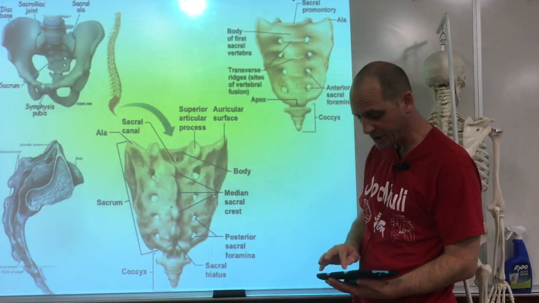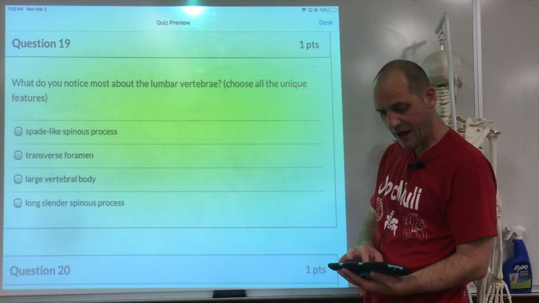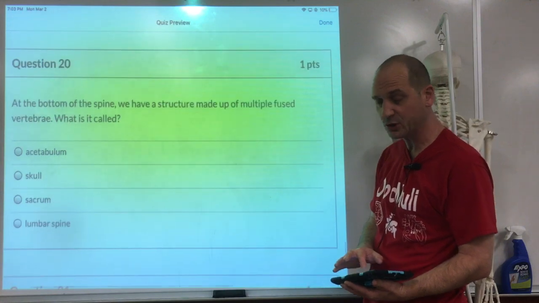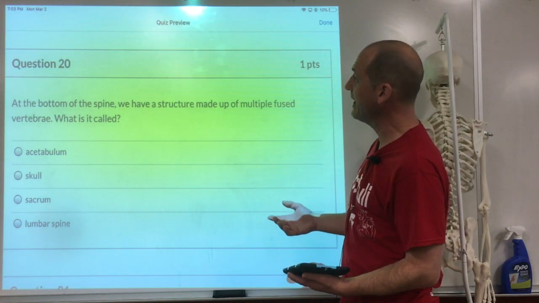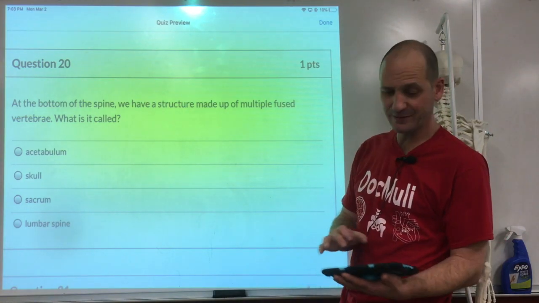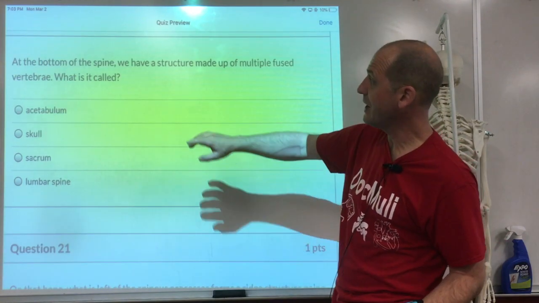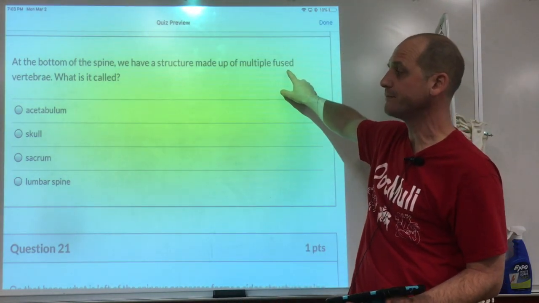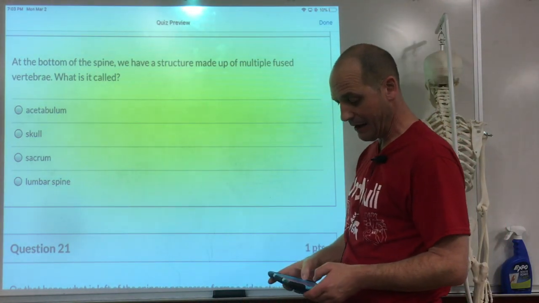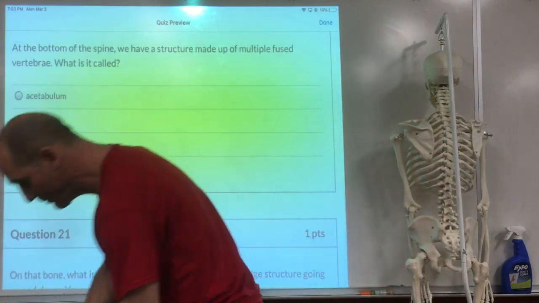Good, that brings us to the sacrum. My favorite bone, so you gotta make sure you know that, it's on the test, it is my favorite bone. At the bottom of the spine, we have structures made of multiple fused vertebrae. What is it called? Oh, I gave you the answer.